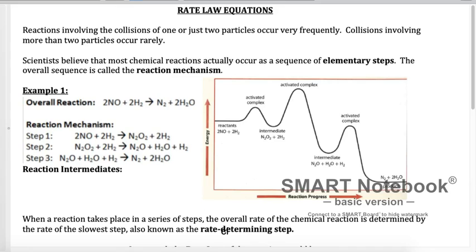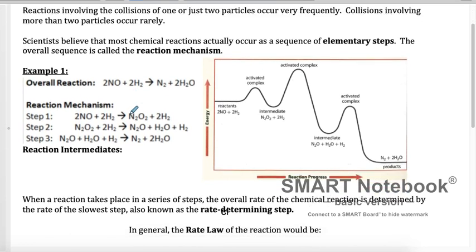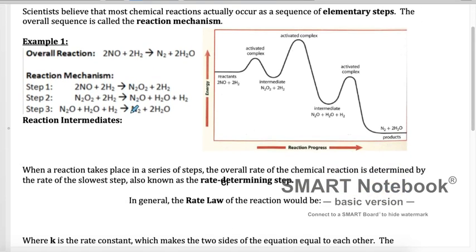So, scientists believe that most of these chemical reactions actually occur in steps, in a particular sequence. When you put these steps together, this is known as the reaction mechanism. Adding the mechanism, all of these steps together, you get the overall reaction. We can illustrate our reaction and therefore the stepwise reaction in our potential energy diagram.